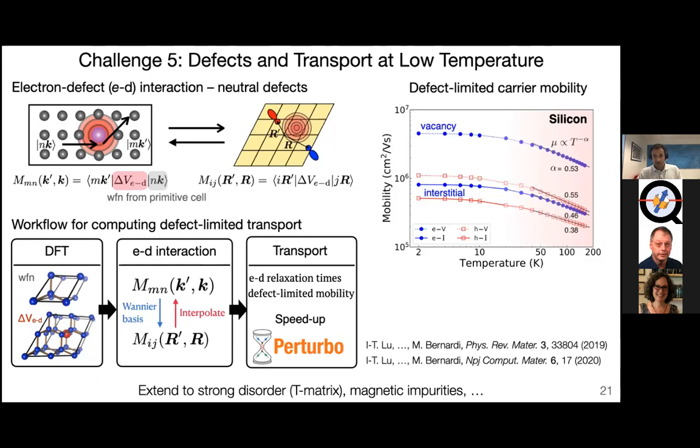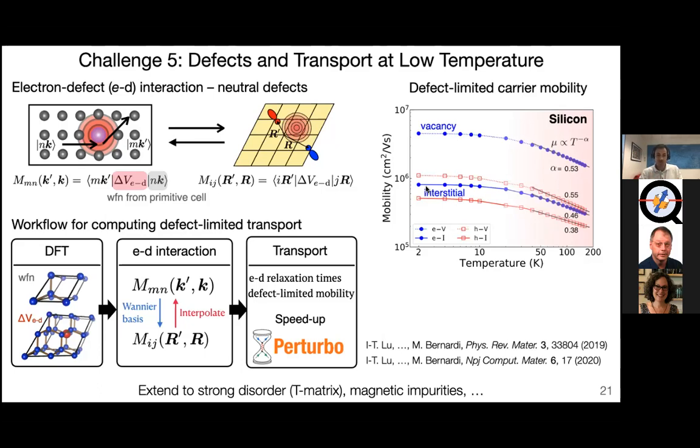For example, now, in a simple system like silicon, you can predict the residual mobility at low temperature due to specific defects. And you can actually have the microscopic insight to show that, for example, the same concentration of vacancies and interstitial defects leads to a residual mobility that differs by an order of magnitude. So you can use this tool as a spectroscopy, for example, to understand which defects are present in a material, or to predict which defects need to be minimized to improve transport at low temperature.